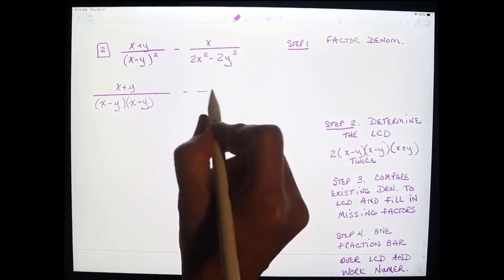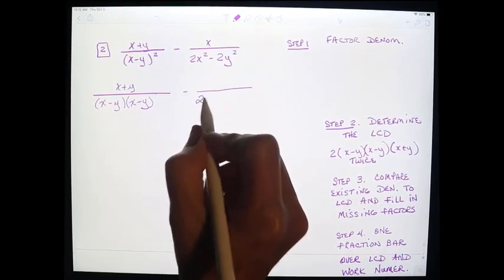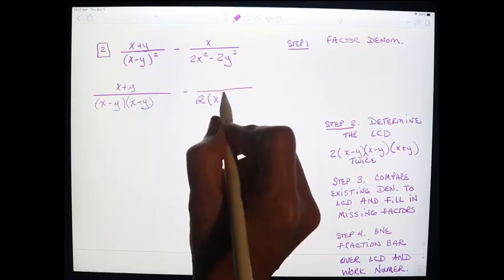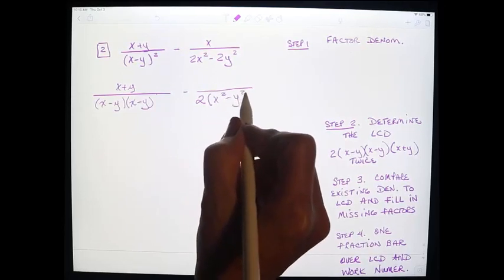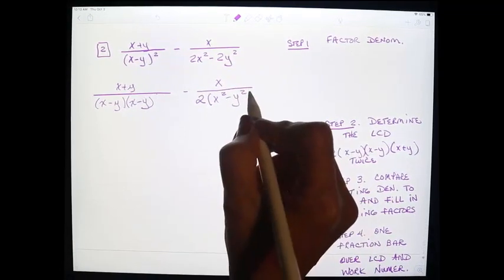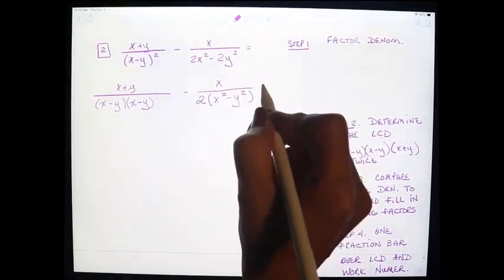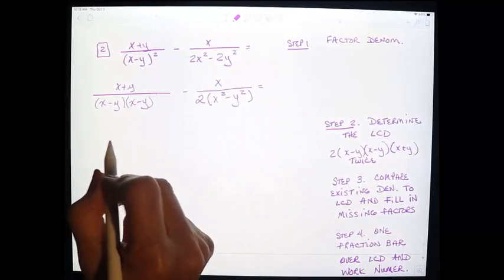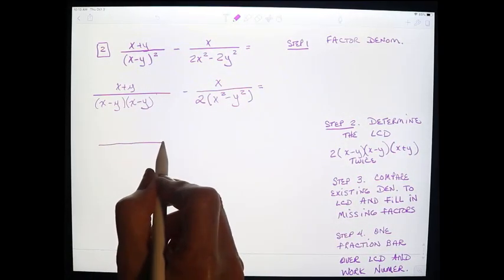Minus, and I'm going to factor this one. I see a common 2. And then here's the x up here. Looks like I'm not quite finished factoring yet. So let me go one more round here.